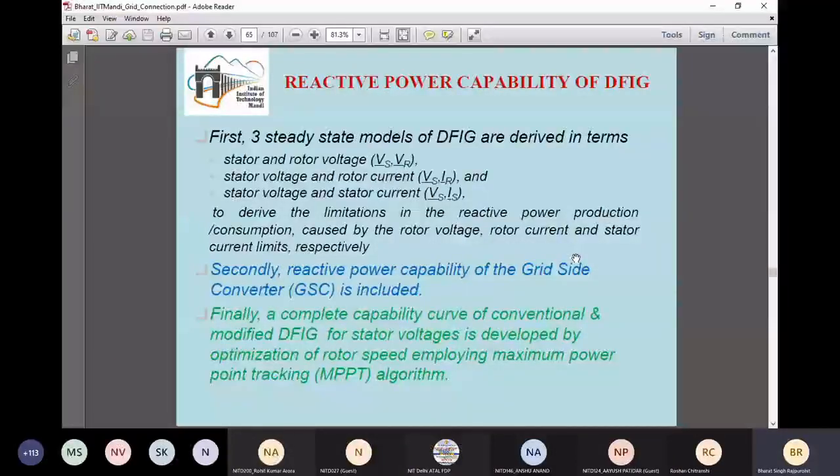So what we have done is develop a steady state model of the DFIG to develop a capability curve. In this, the different limits of the DFIG are considered: the stator is connected to the grid, so other than this, stator current, rotor current, and rotor voltage are considered. Finally, we also consider the reactive power provided by the grid side converter. While doing this study, we have maintained the maximum power point tracking algorithm operation of the DFIG. So next slide, please.